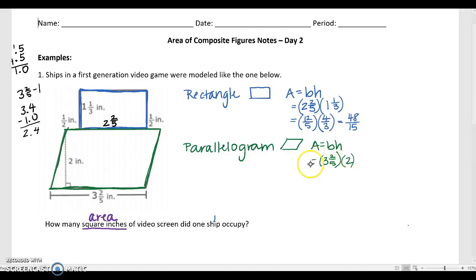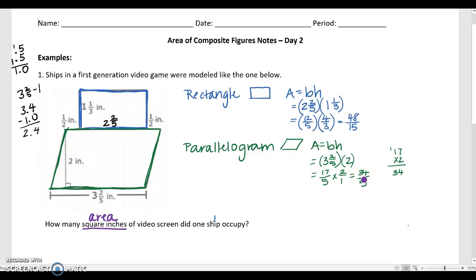So I'm going to go ahead and just change this into an improper fraction as well. So 3 times 5 is 15, plus 2 is 17 over 5 times 2 over 1. I'm going to change it into a fraction. So 2 times 17. I'm going to go ahead and do this over here to the side. 2 times 7 is 14. 1 times 2 is 2, plus 1 is 3. So I have 34 over 5.